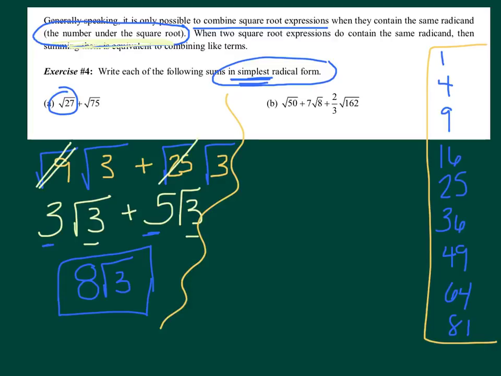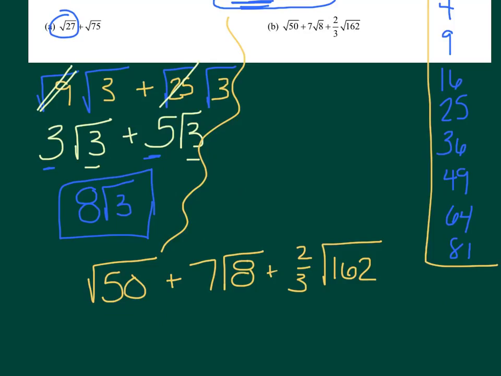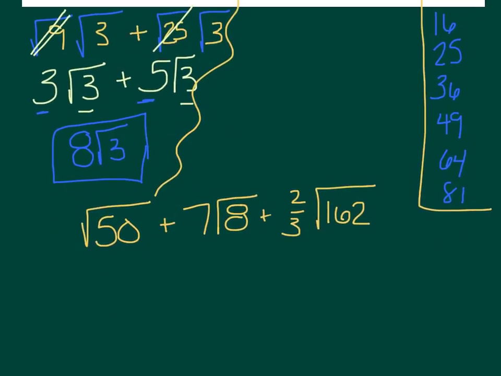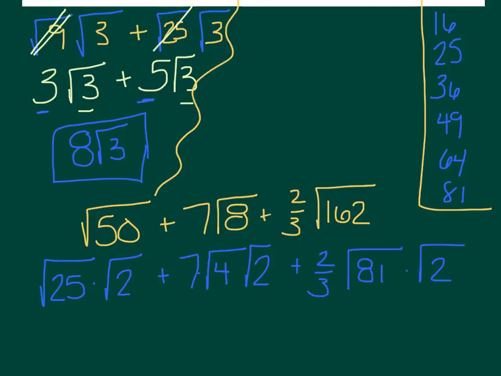We've got radical 50 plus 7 radical 8 plus 2/3 radical 162. All right, I just rewrote it down at the bottom here. Again, why don't you pause it and just see if you can break the radicals up the same as I do. Remember, one number has to be a perfect square and the other doesn't. Well, I got mine. Hopefully you've got the same thing. I've got 25 times 2 makes 50, 4 times 2 makes 8, and 81 times 2 makes 162.